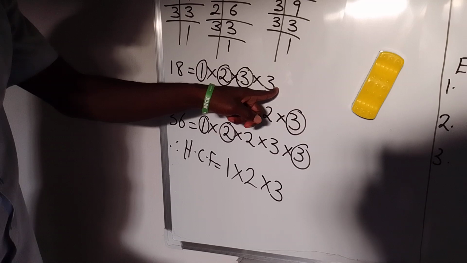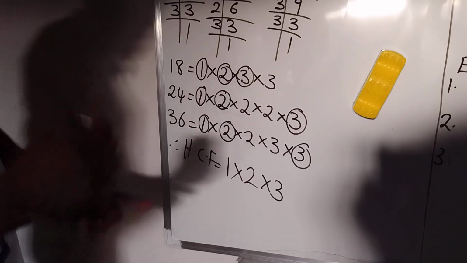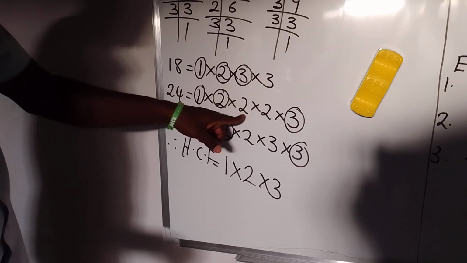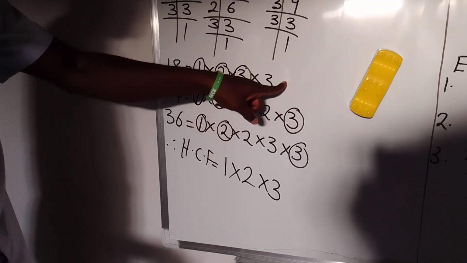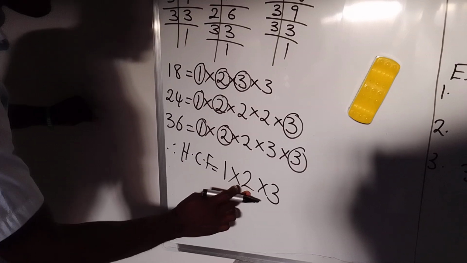We have another 3 here. Do we have 3 here? Remain no 3. And we have 3 here. So we don't pick 3 again. So we have 2 here. We have 2 here. But we don't have 2 here. We don't pick it. So our answer is 1 multiplied by 2 is 2.